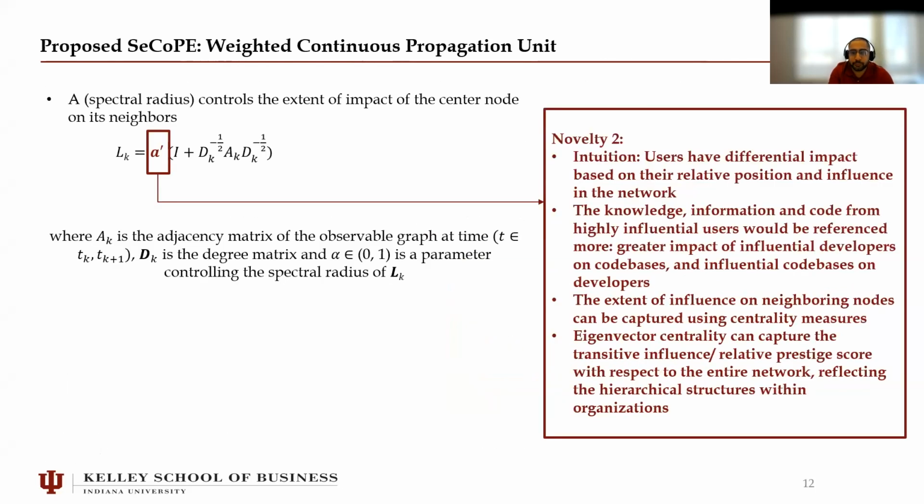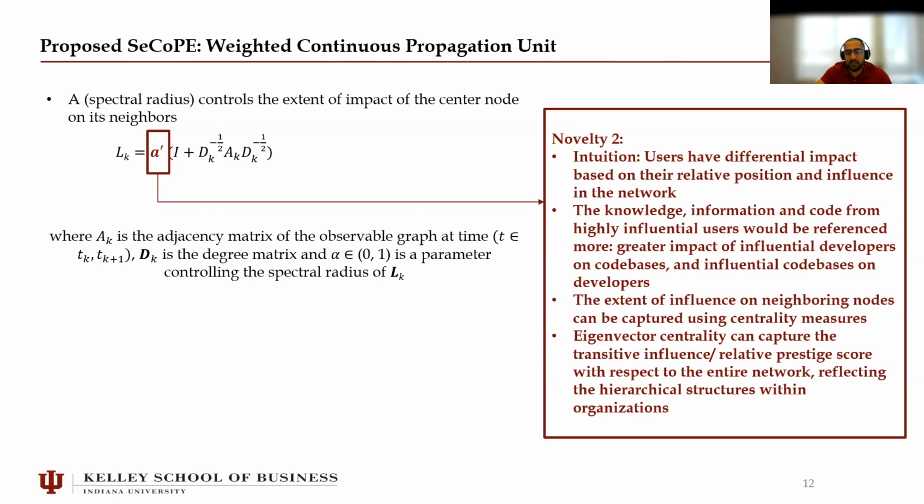The other novelty that we introduce is that we know in this network, different users are going to have differential impact based on their relative position or influence. If there are multiple people collaborating on a project, there's bound to be some sort of knowledge and information exchange. I look at somebody else's code, I learn something. I talk to a collaborator, I learn something. So there is propagation of information that the propagation unit is capturing.